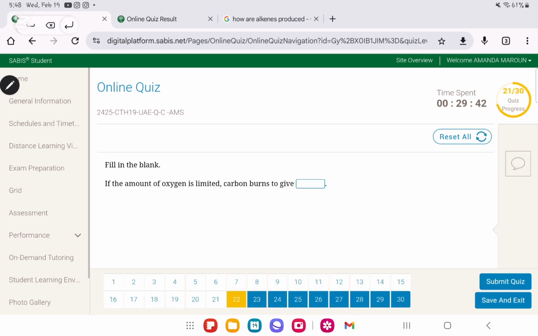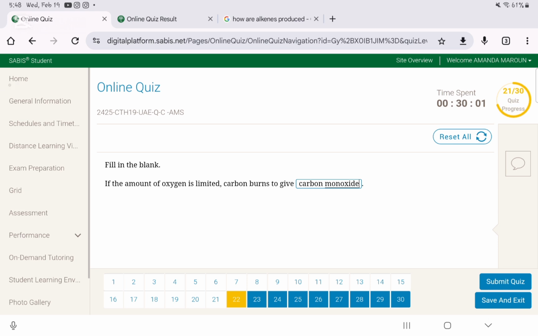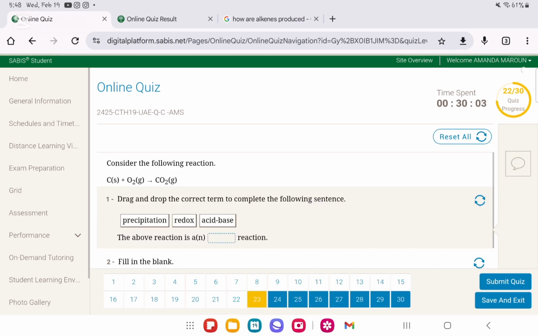If the amount of oxygen is limited, always remember limited and oxygen, this is going to give us carbon monoxide, CO, whereas if it's not limited, then it's going to give us carbon dioxide. So our answer here is carbon monoxide. Number 23, the above reaction is a what reaction?